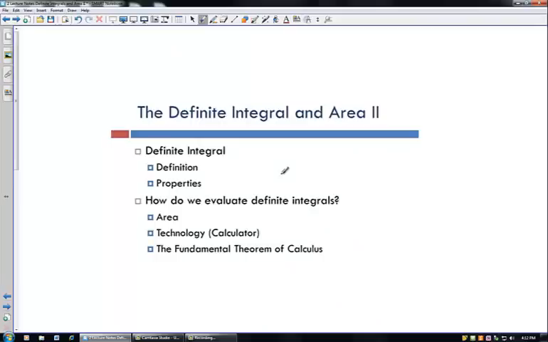Okay, so how do we evaluate definite integrals? Well, one way to do it, which we've been doing here, is just consider it as area. We can also use technology, which we'll do in a minute. We'll use our calculator. And then finally, we're going to conclude this lecture with the fundamental theorem of calculus, which tells us how we can do this by hand and incorporating our knowledge of derivatives, because it turns out that integrals, definite integrals, and derivatives are intimately connected. But let's look at the next example, trying to understand how we evaluate definite integrals using area.